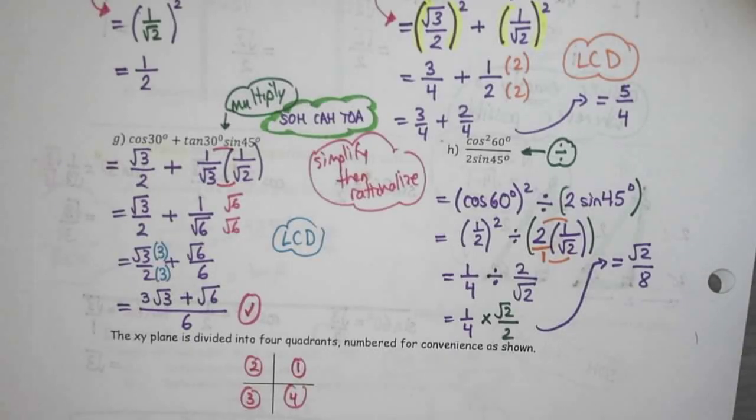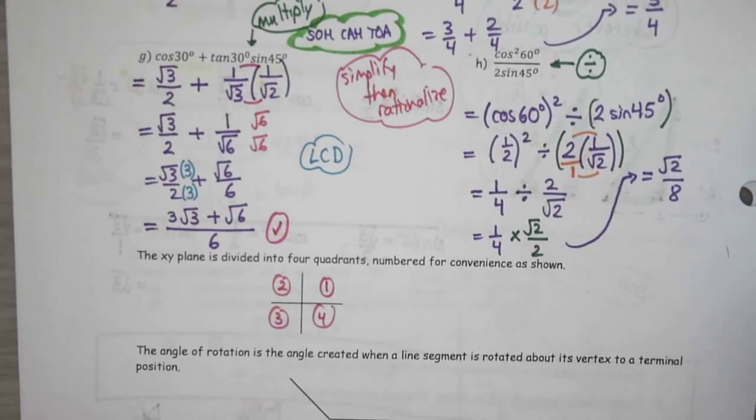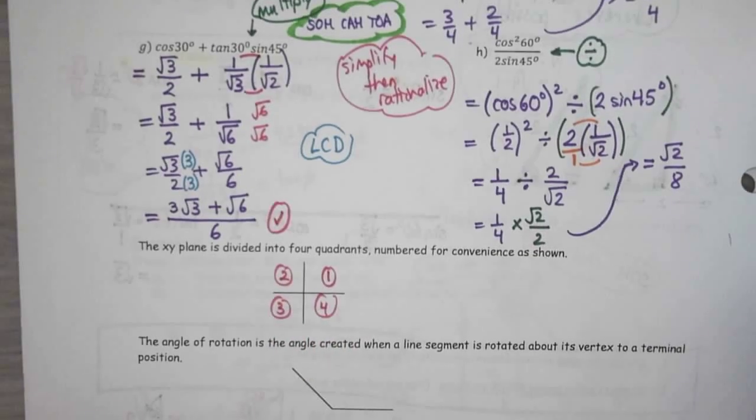The mathematicians decided on it. So sometimes they'll say, oh, the graph started in quadrant 1 and went to quadrant 2. So you just have to know the numbering because it's standardized. All mathematicians use this numbering, 1, 2, 3, 4.